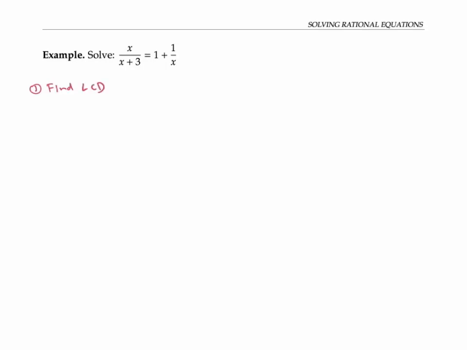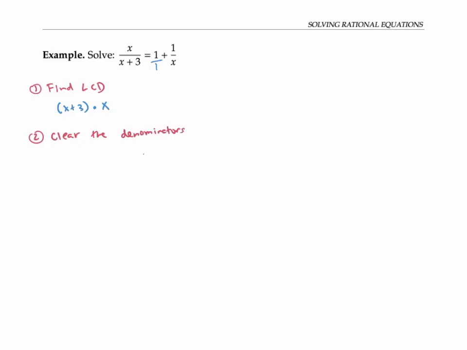In this example, the denominators are x plus 3 and x. We can think of 1 as just having a denominator of 1. Since the denominators don't have any factors in common, I can find the least common denominator just by multiplying them together. My next step is going to be clearing the denominator.